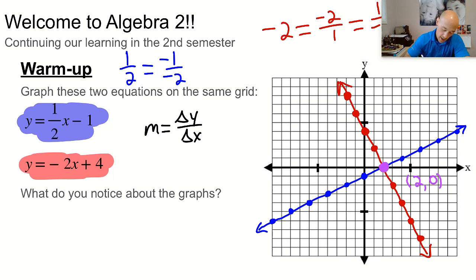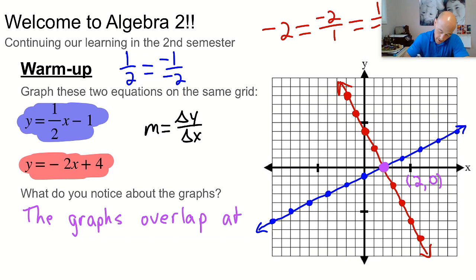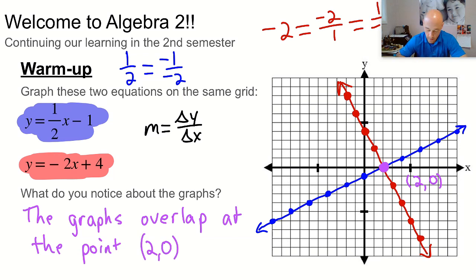They overlap, yeah. So the graphs overlap at the point 2, 0. Great. Thank you, Naomi. Good, good.